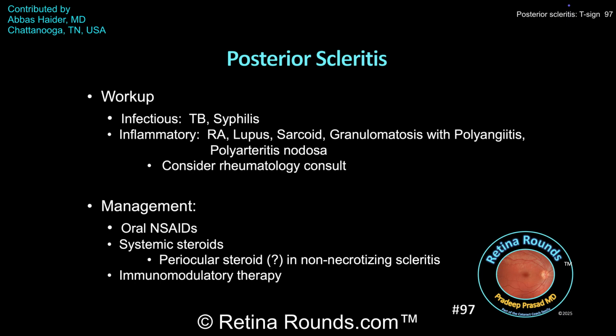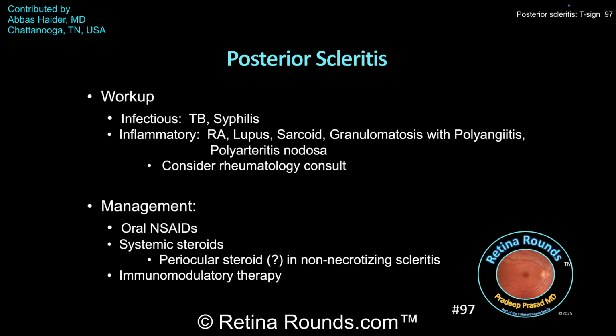And infectious etiologies such as tuberculosis and syphilis should definitely be ruled out, and this is especially true since immunosuppressive anti-inflammatory therapy that's typically used to manage posterior scleritis can make infectious processes worse. A number of rheumatologic conditions can be associated with posterior scleritis, but rheumatoid arthritis is by far the most common. Other systemic rheumatologic conditions include lupus, sarcoidosis, granulomatosis with polyangiitis, polyarteritis nodosa, and others.